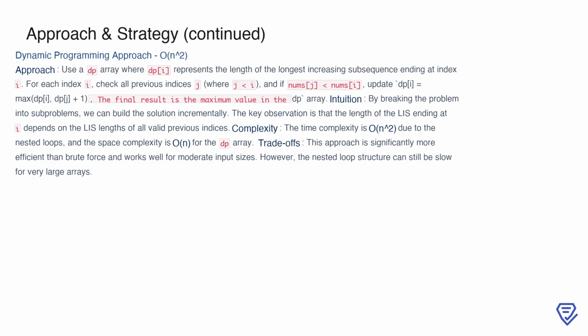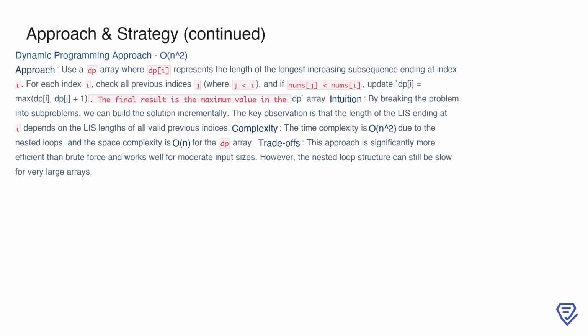ending at nums[j]. In that case, we update dp[i] as the maximum of its current value and dp[j] plus 1. Finally, the result is simply the maximum value in the dp array, which represents the length of the longest increasing subsequence in the array. This approach efficiently breaks the problem into smaller subproblems, leveraging the relationship between indices to build the solution incrementally.